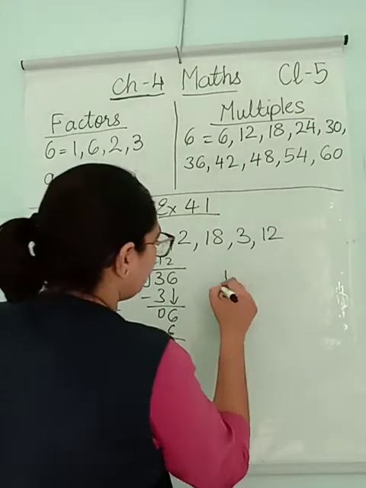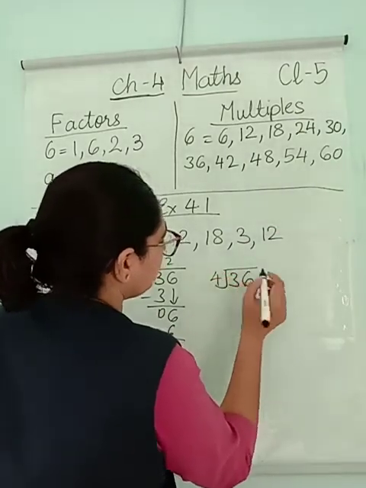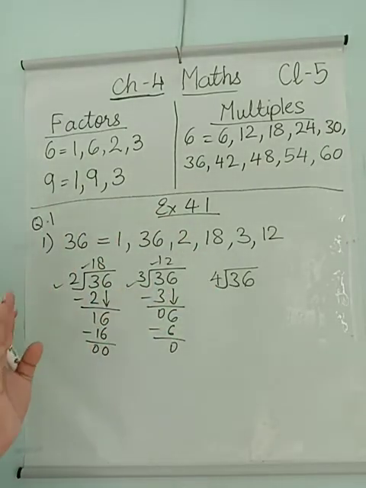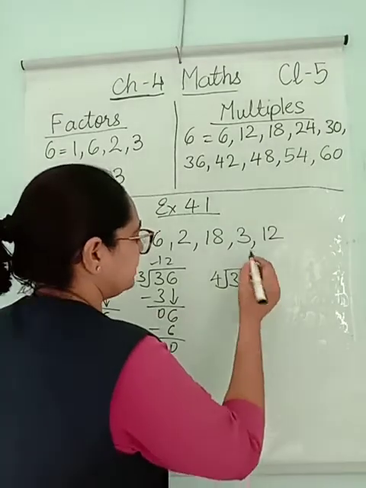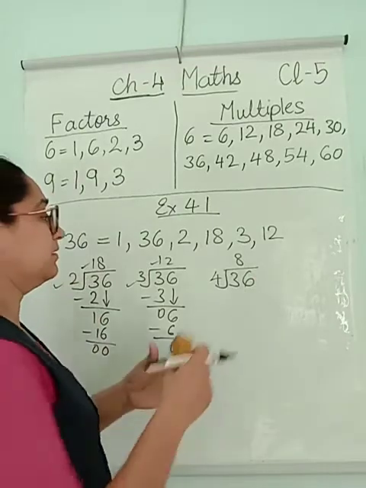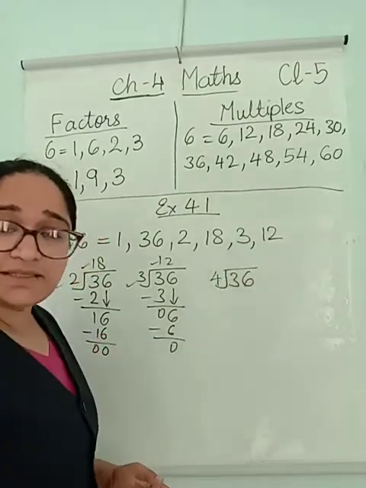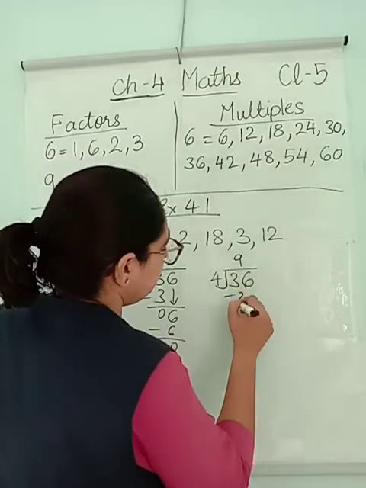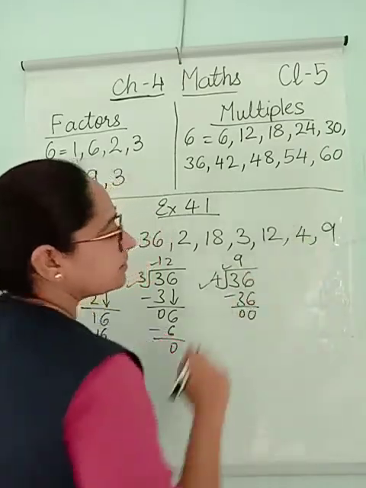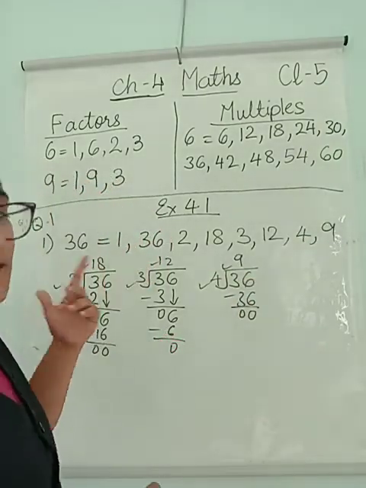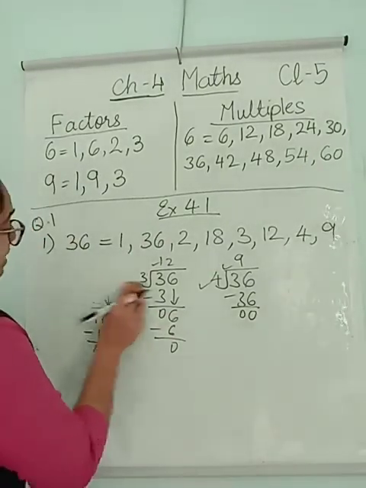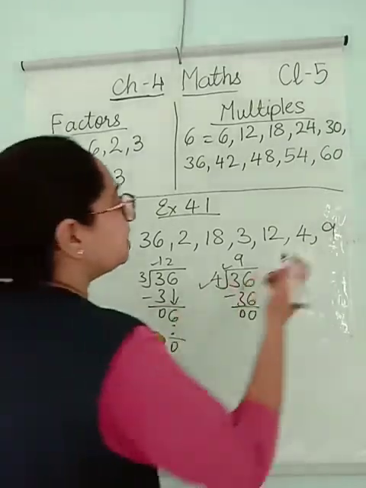Okay? Now 4. Divide by 4. So we are checking 1, 2, 3, 4 till 11 at least you should check. 4 9s are 36. So again remainder 0. So 4 and 9 are factors. Okay? Now 5. In 5's table, I don't have 36. It is 35. Then 6 table, yes, 6 6s are 36. So 6 again will be a factor.